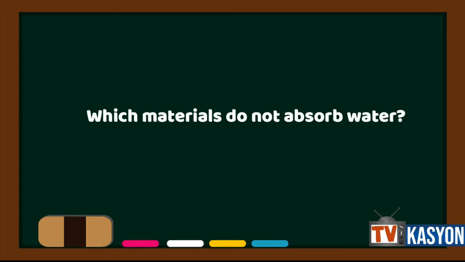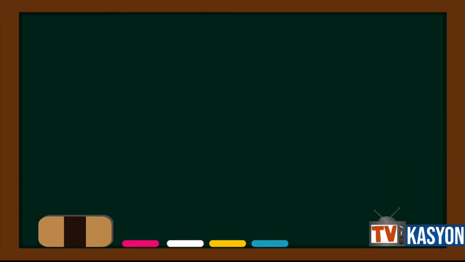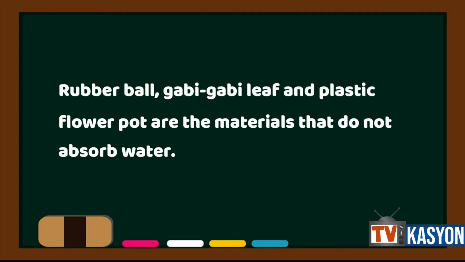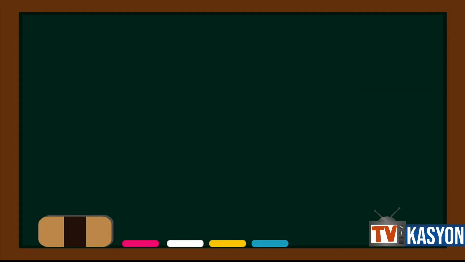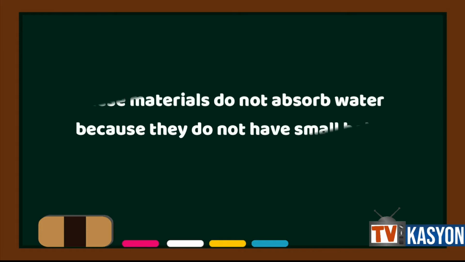Which materials do not absorb water? Precisely! Rubber ball, gabi-gabi leaf, and plastic flower pot are the materials that do not absorb water. Why do you think these materials do not absorb water? These materials do not absorb water because they don't have small holes.